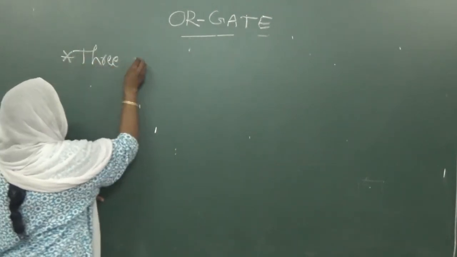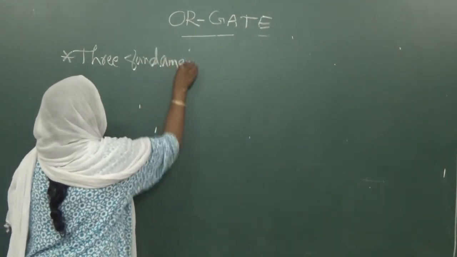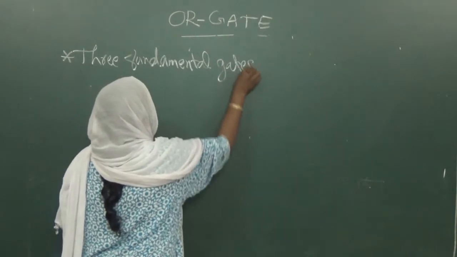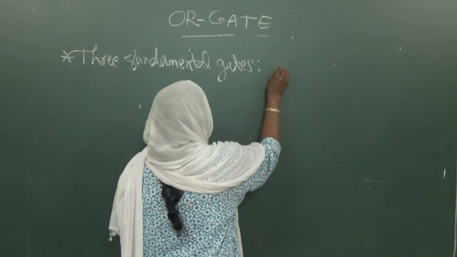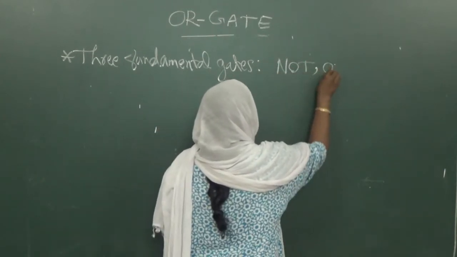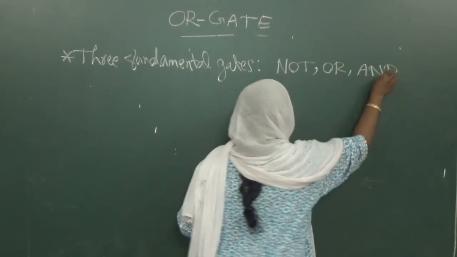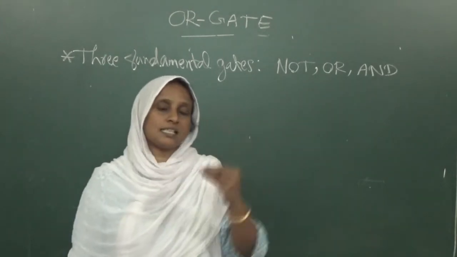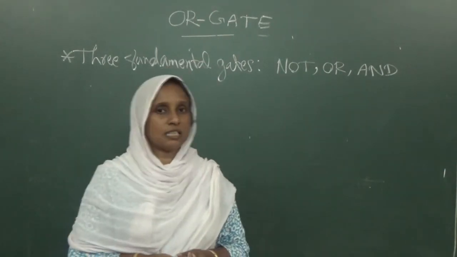Three fundamental gates: NOT, OR and AND. Okay, these are the three fundamental gates. Using these gates, we can design any logic circuit, right?